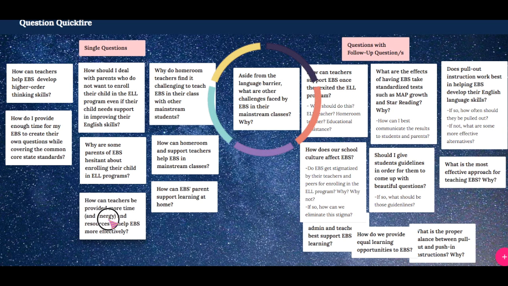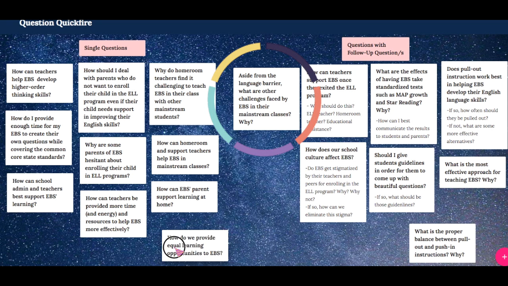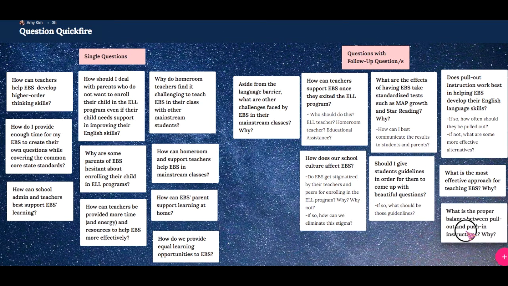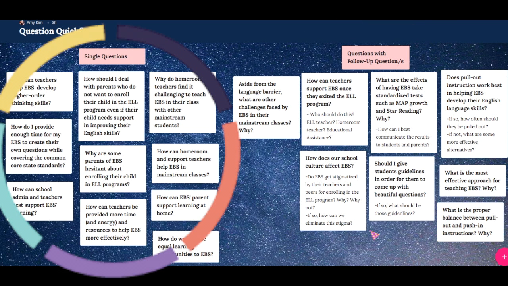For instance, aside from the language barrier, what are other challenges faced by EBS or emergent bilingual students in their mainstream class, and why? Reflecting on my quickfire question activity, I think I spent a little more time on this type of question. Comparing the 2 categories, I noticed that I have more questions that do not have any follow-up questions.